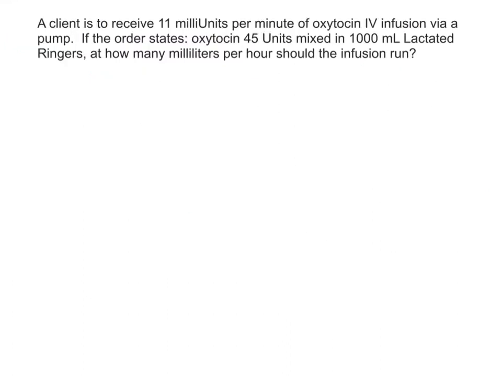In this example, we're told a client is to receive 11 milliunits per minute of oxytocin, and this is through an infusion, and this is going to be through a pump. The order states that we have oxytocin available 45 units, and that's mixed in 1,000 mLs of lactated ringers. We need to determine the number of milliliters per hour to set the pump.